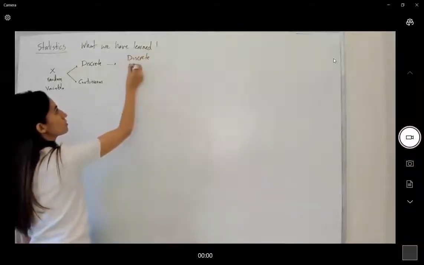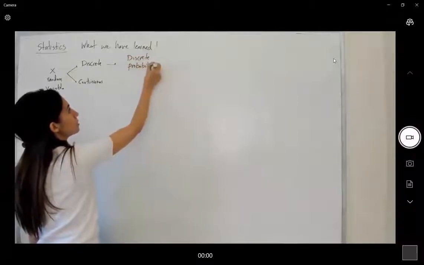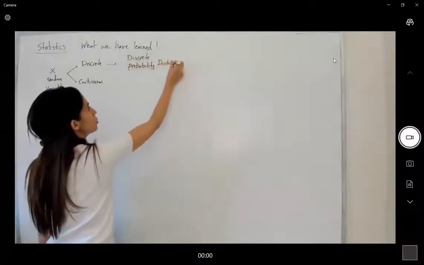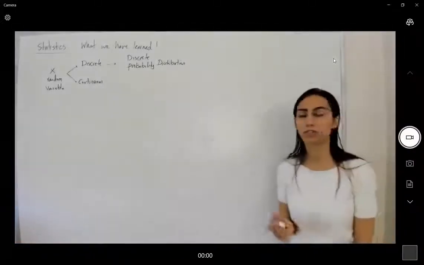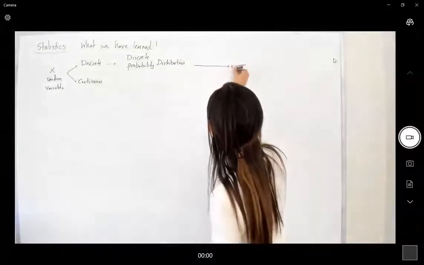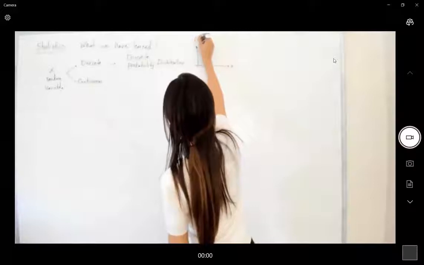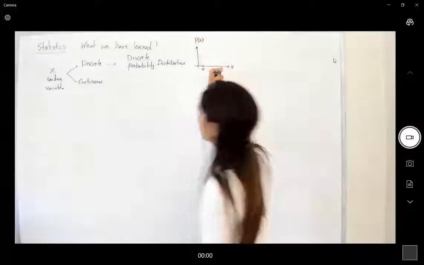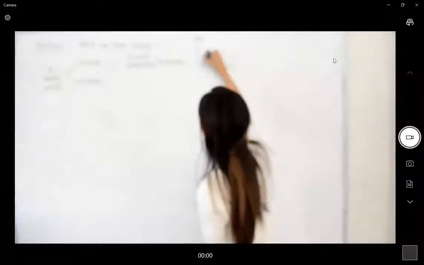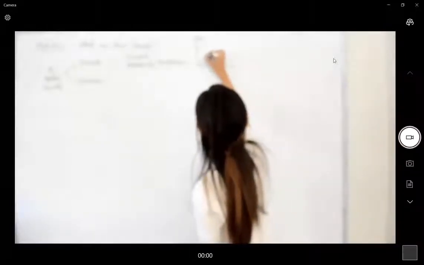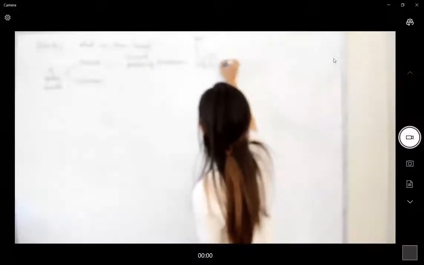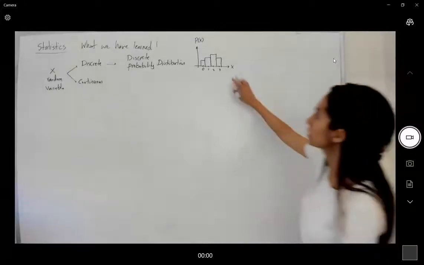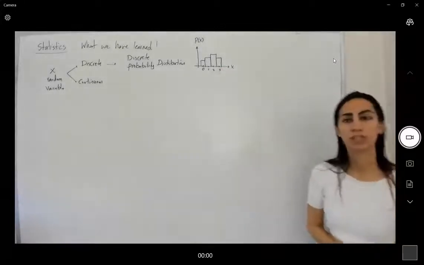Discrete probability distribution, and we use a histogram to visualize the discrete probability distribution. So here you have your x, here you have your P of x. If x is 0, then your first bar is just right here. When x is 1, this is your second bar. X is 2, this is your third bar. And 3, suppose this is your next bar. We use a histogram to visualize discrete probability distribution.